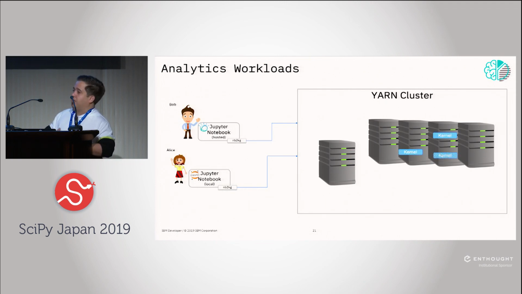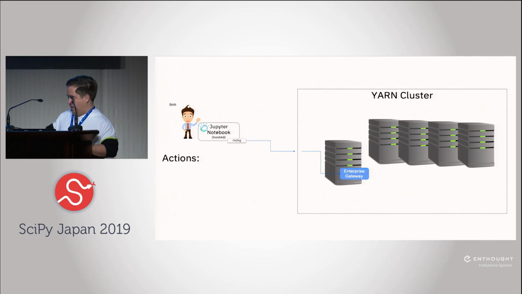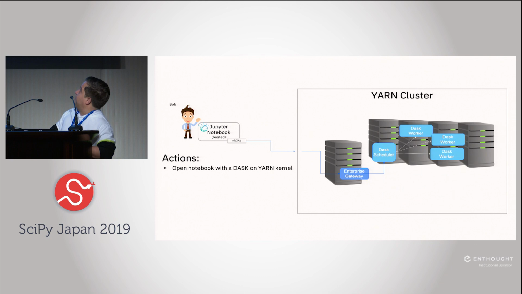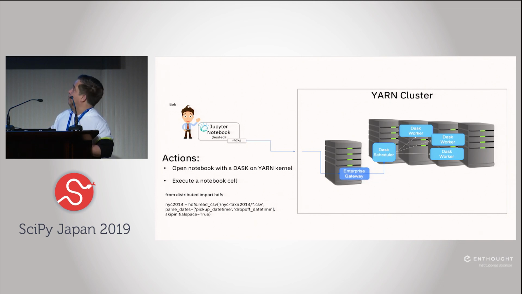And when you are actually executing, when you open a notebook with a Dask or Yarn kernel, it goes to Enterprise Gateway. Enterprise Gateway will have a Dask scheduler with the workers there. When you execute a notebook cell, that goes to Enterprise Gateway, which will communicate and use all the workers to do the parallelization of the task that you have been requesting.